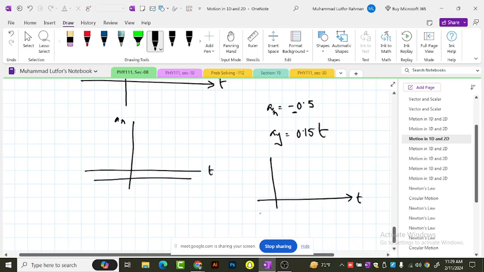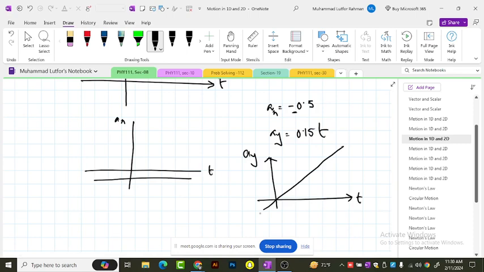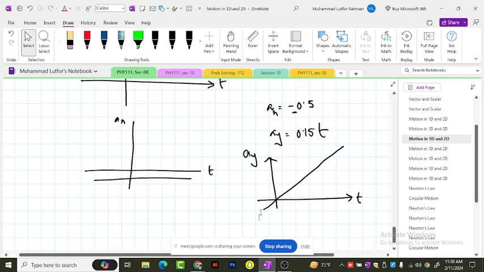Y equals mx. Obviously, it is also going to pass through the origin. That's how, for any equation, you can graphically represent those motions. And obviously, I'll give you some questions on that in your quiz, mid or final, even in the assignment, where you have to understand or draw that.